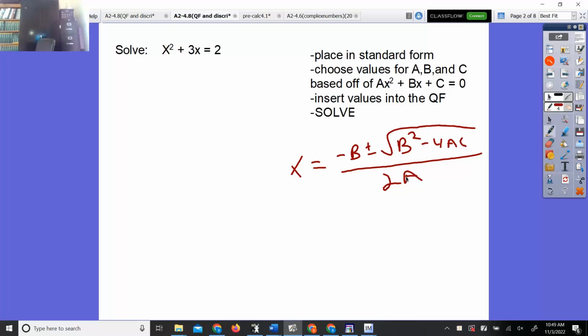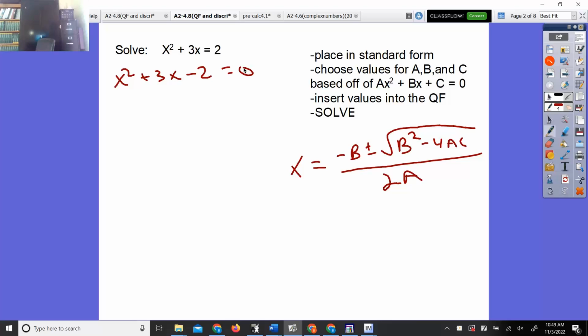To use this thing, you're going to have to be in standard form. You're going to have to be set equal to 0. That's the deal. You have to be set equal to 0. Subtract the 2. You'll notice the formula has only the letters a, b, and c in it. So pick out a, b, and c.